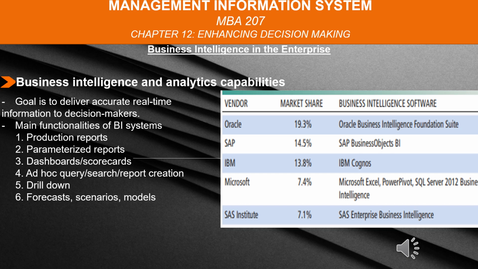An example of a forecast might be a sales forecast based on historical sales data and economic indicators. An example of a scenario might be a simulation of the impact of a new marketing campaign on sales. An example of a model might be a mathematical model used to optimize a supply chain or production process.